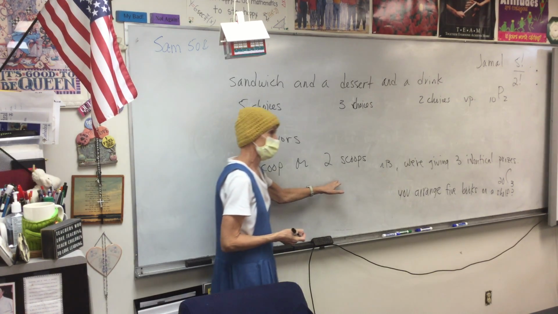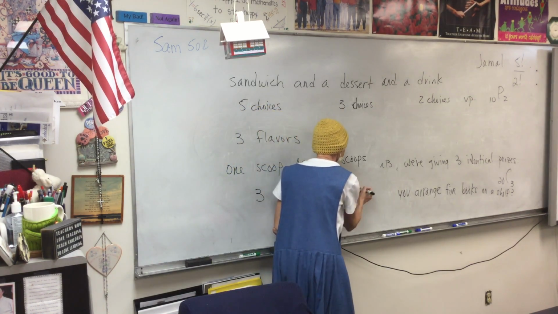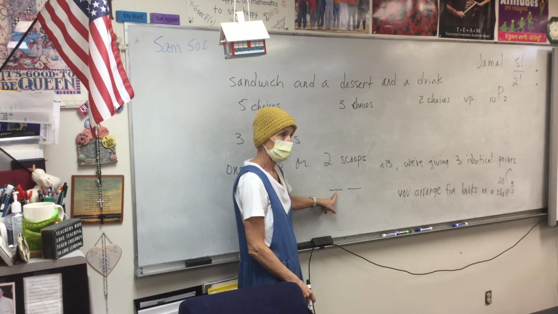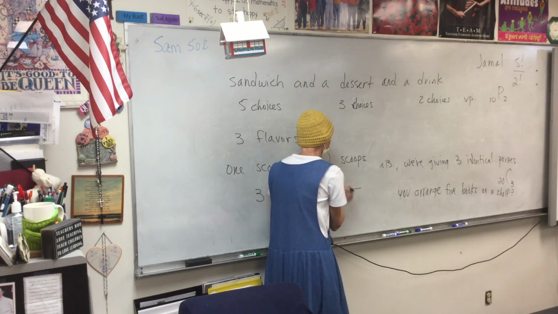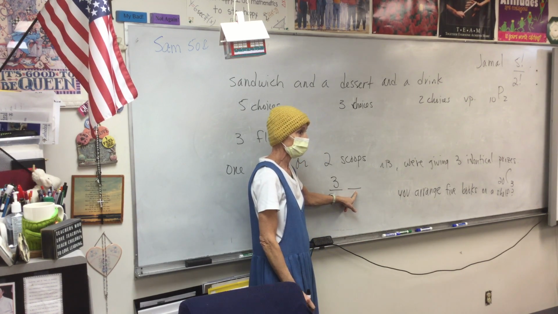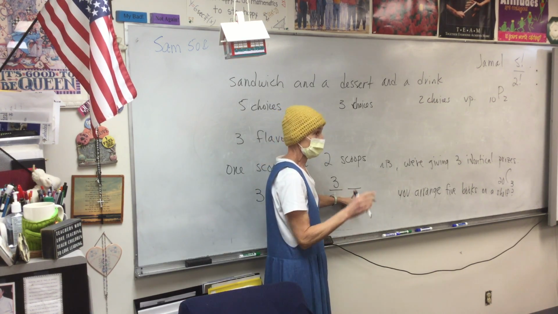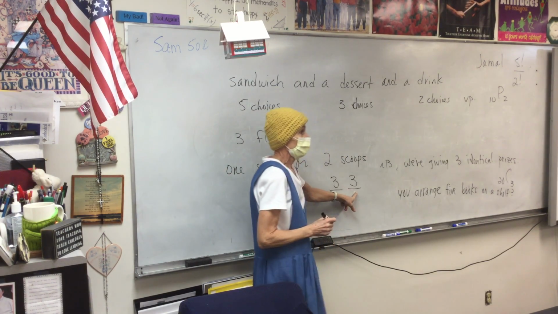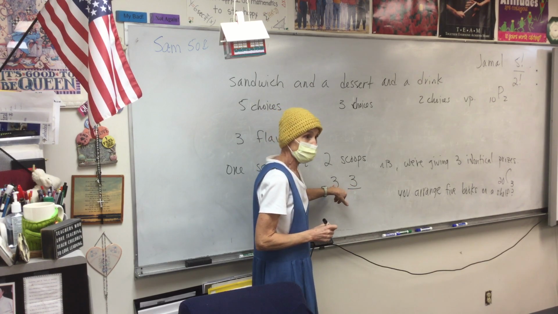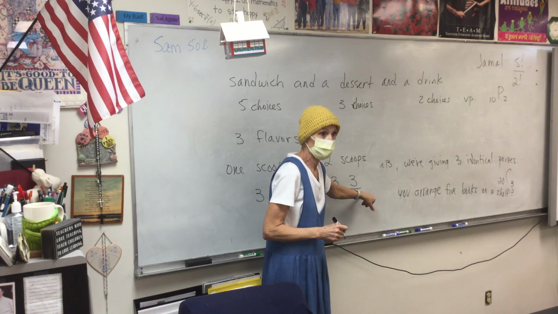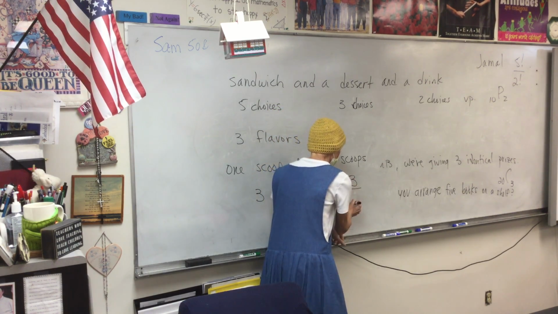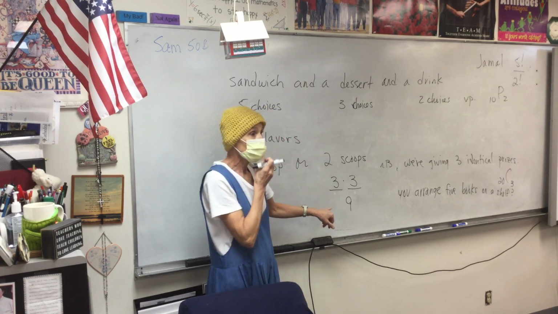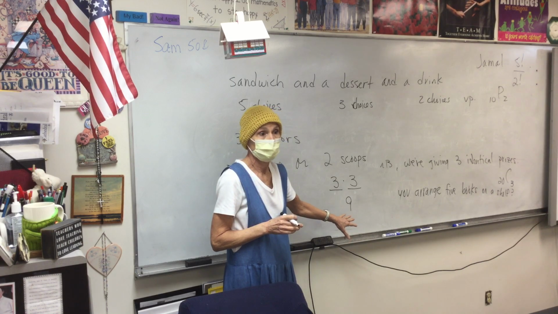Now, what if it's a 2 scoop? Now, wait a second, that's a little bit different. How many choices do I have for my first scoop? 3. How many choices do I have for my second scoop? 3. I still have 3 because I could get chocolate again, right? So that's 1 scoop and another scoop. So I would multiply those and get 9. So there's 9 different 2 scoop ice cream cones I could get.